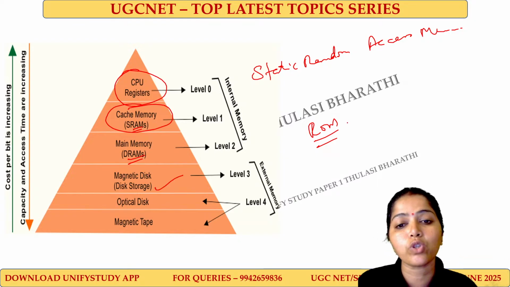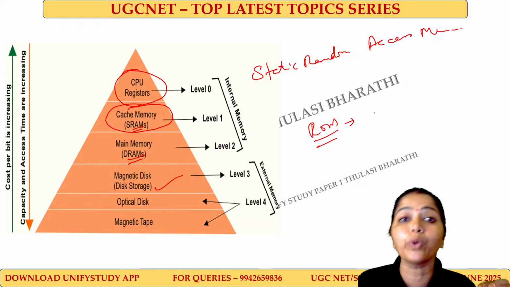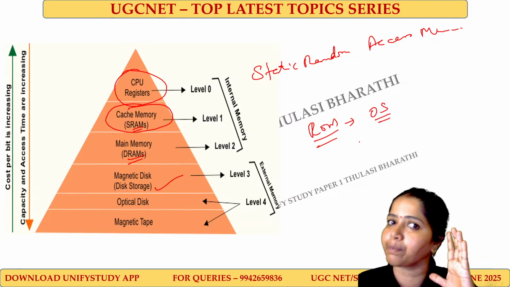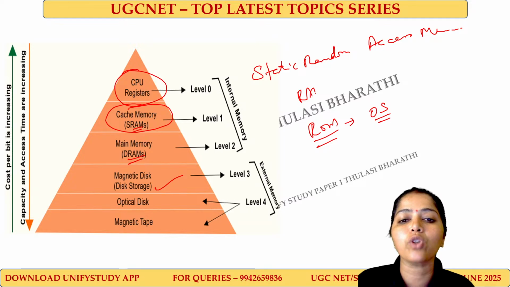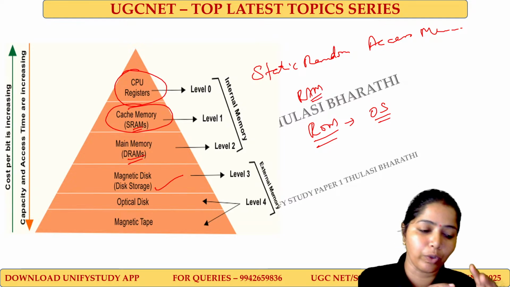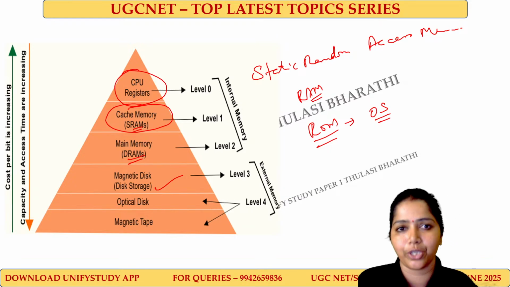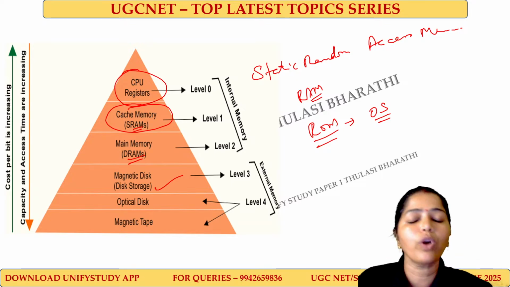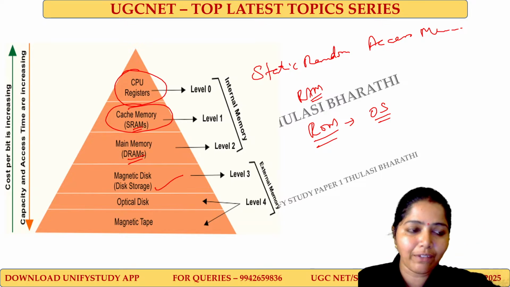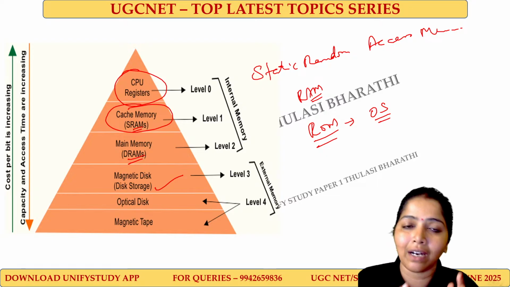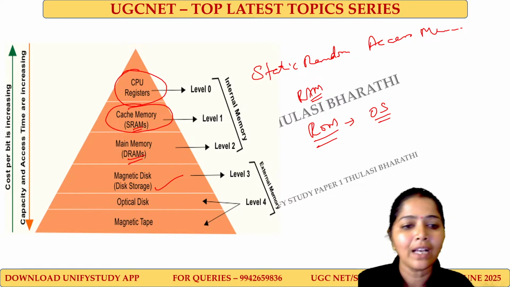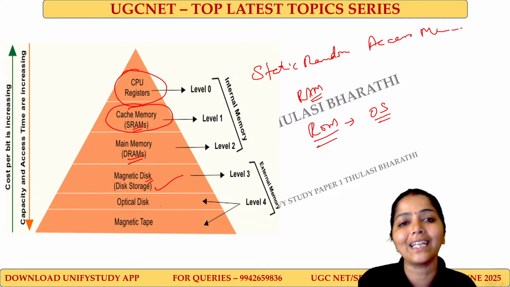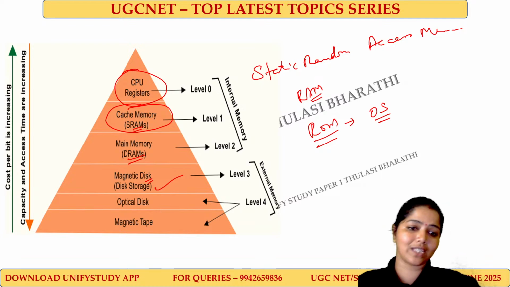And what is the purpose of ROM? ROM is for booting the operating system files. That is the purpose of ROM. What is the purpose of RAM? It is used for running the applications, right? For that we need RAM. Even if you want to upload a game file, to make that file run, we need random access memory. Clear?